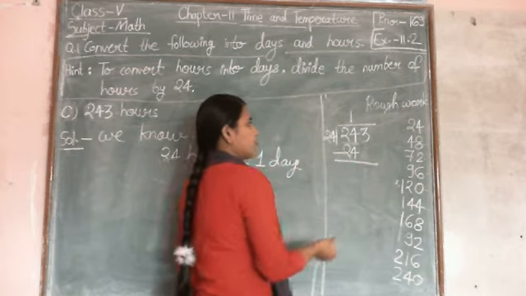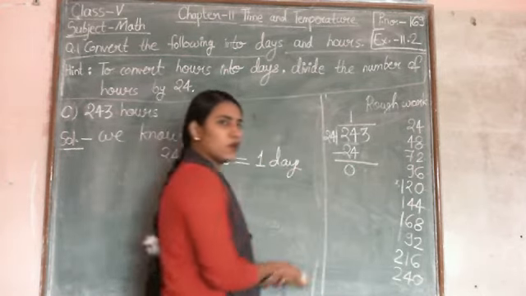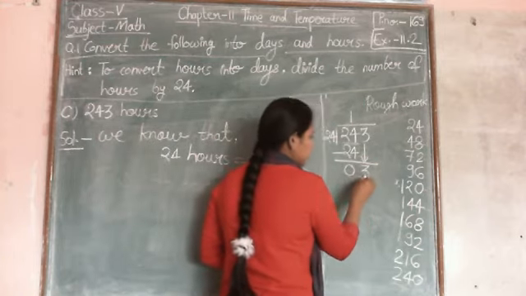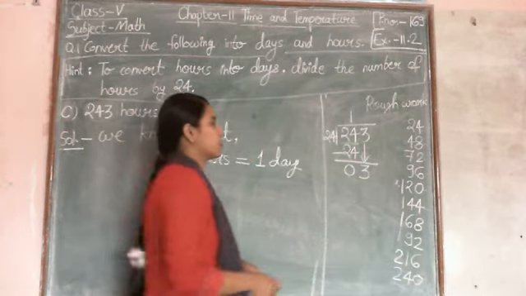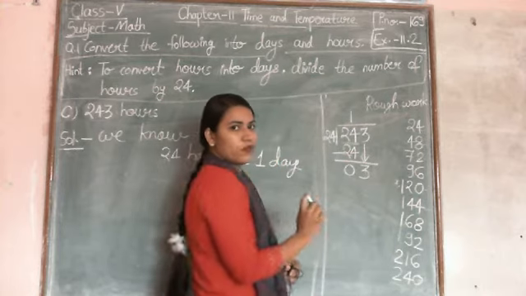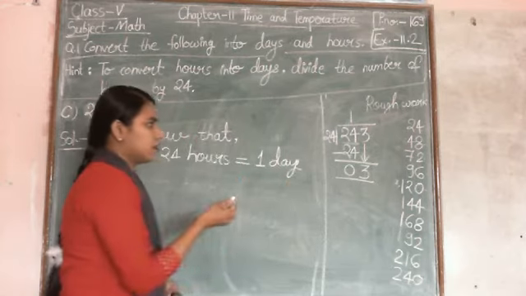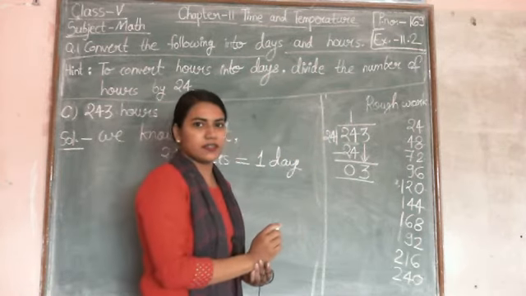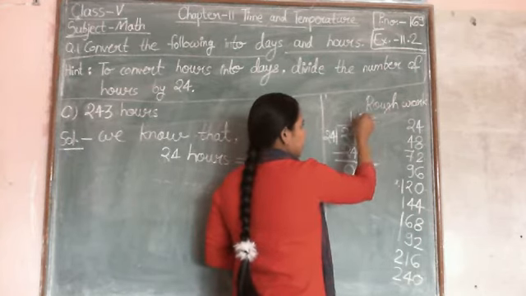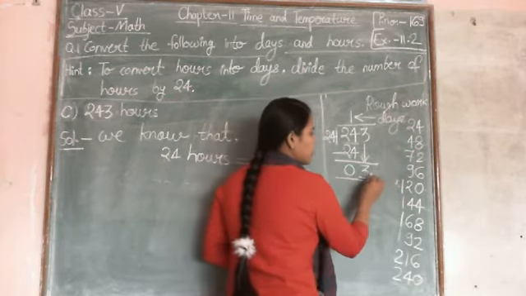Now subtract both the numbers. 24 minus 24 will give 0 as remainder. Now we will bring down the next digit here, which is 3. Now the number 3 is smaller than the divisor, so we cannot divide further, so we will stop our division process here. So here 1 is our quotient and 3 is our remainder. And as you know, the quotient part denotes days and the remainder part denotes hours.